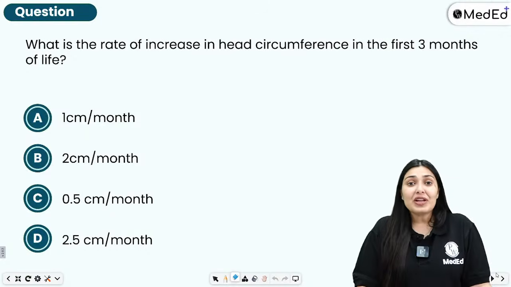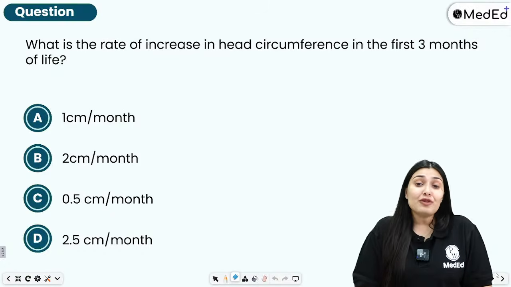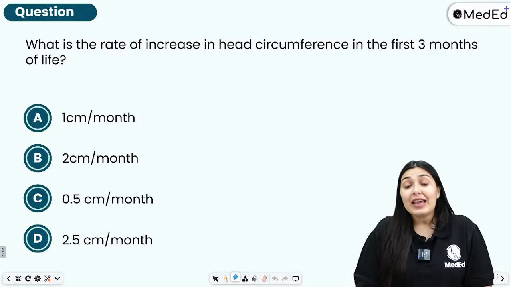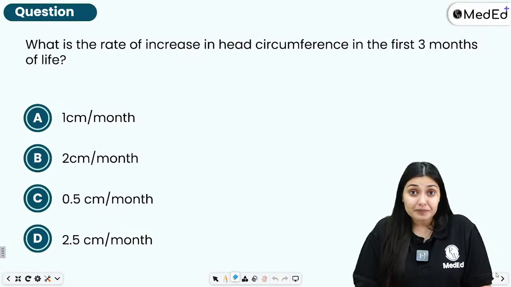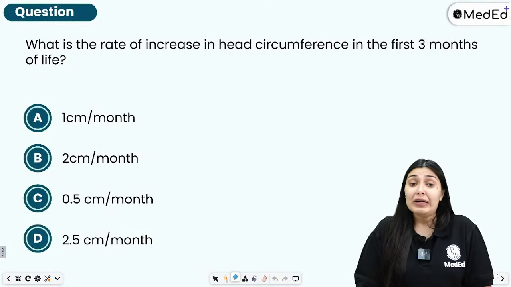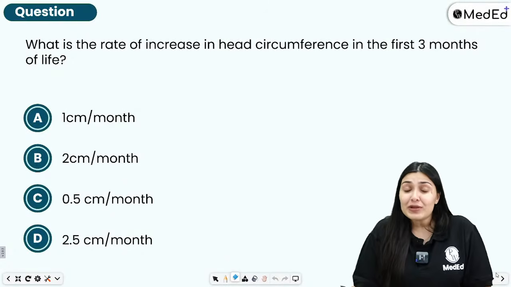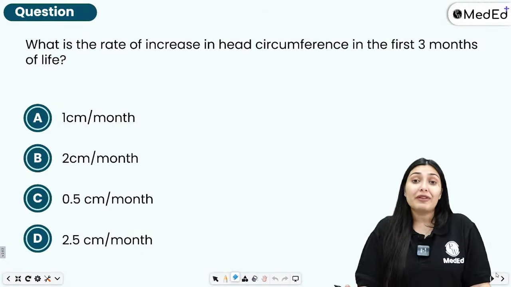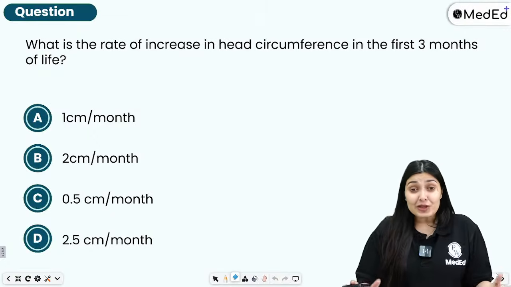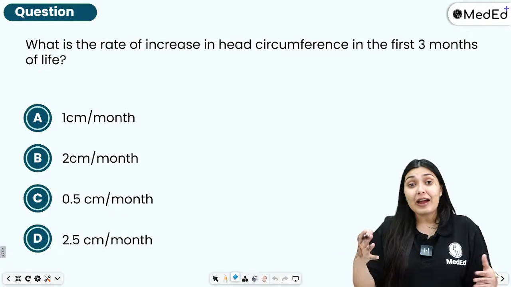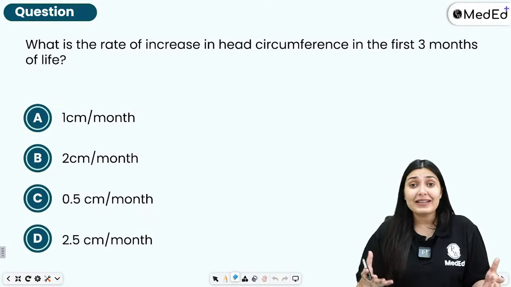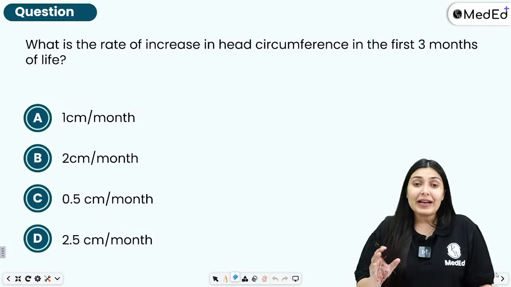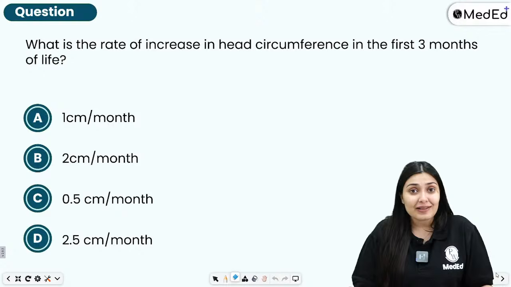The first question I have is, what is the rate of increase in the head circumference in the first 3 months of life? The options are 1 centimeter per month, 2 centimeter per month, 0.5 centimeter per month, or 2.5 centimeter per month. This trend in head circumference has been asked twice or thrice in different formats. So let us understand the basics of head circumference.